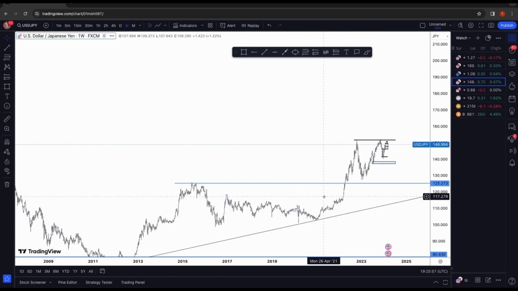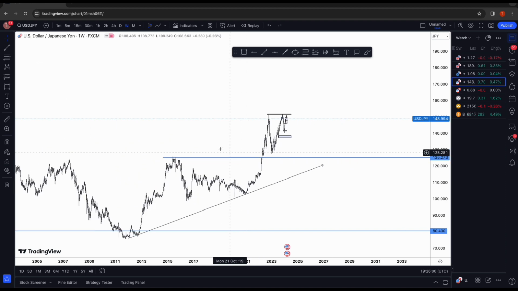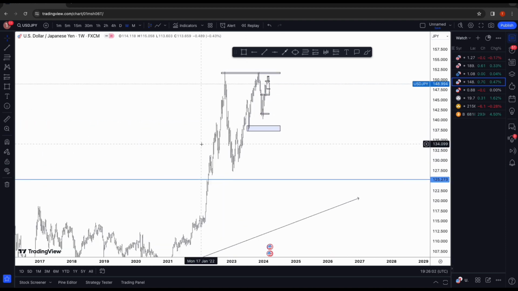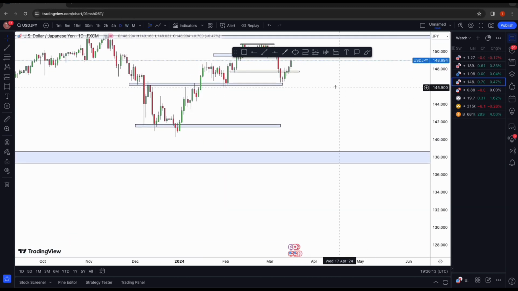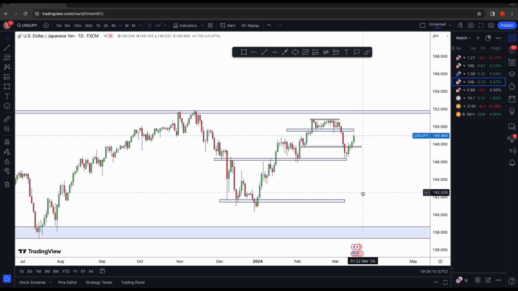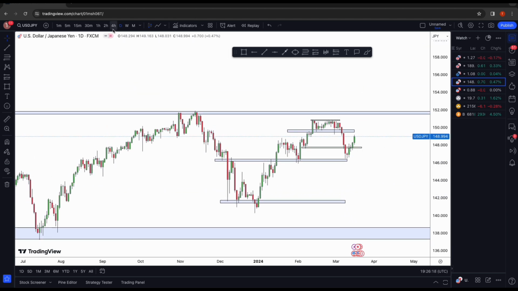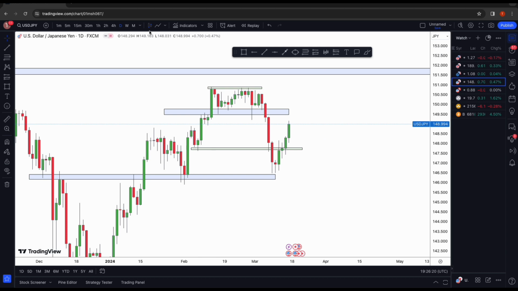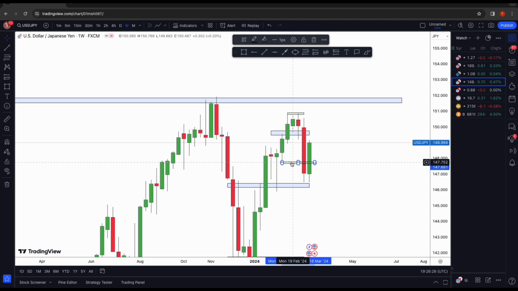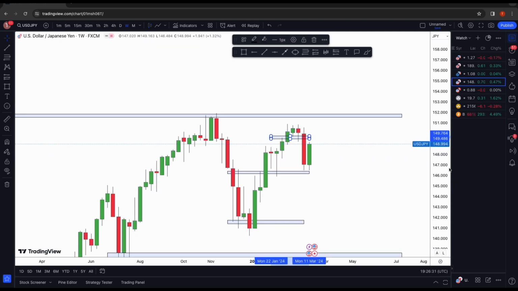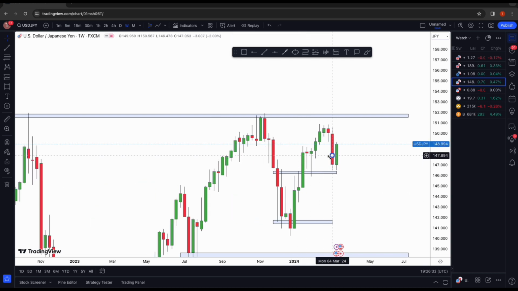Weekly, very bullish, like all the other pairs. 1, 2, haven't quite hit 3 yet. Let's see what price is doing in the smaller time frames. So last week bullish, week before bearish.